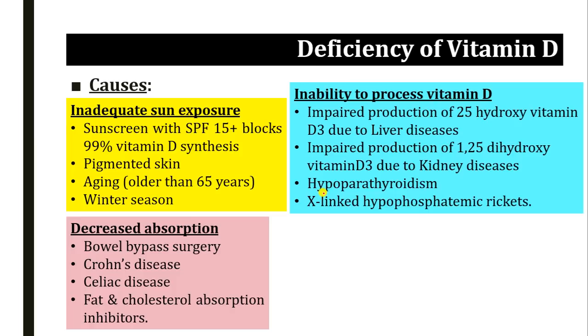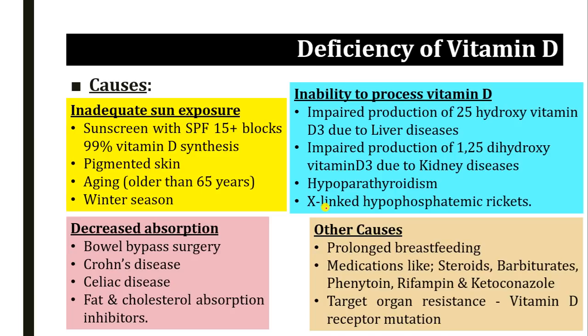In hypoparathyroidism or in X-linked hypophosphatemic rickets, there is a chance of development of vitamin D deficiency. There are other causes like prolonged breastfeeding of children. Certain medications like steroids, barbiturates, phenytoin, rifampin, and ketoconazole affect different ways of activation of vitamin D, as well as target organ resistance due to vitamin D receptor mutation. So these are the causes of vitamin D deficiency.